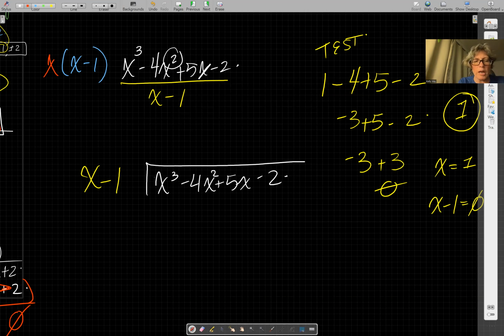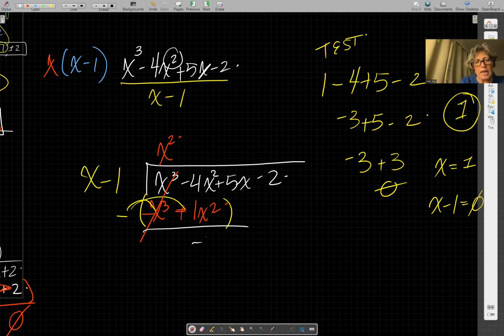Step number 1, I am going to start with x squared. And that's going to be x to the third minus 1x squared. Once again, because we are minusing this entire entity, you distribute. That makes this negative, that positive. That cancels, and we are going to end up with negative 3x squared.